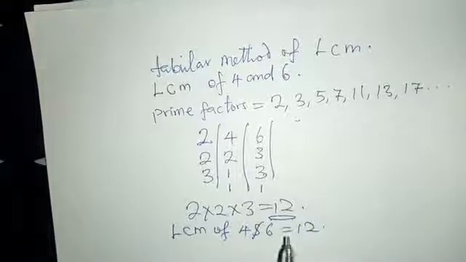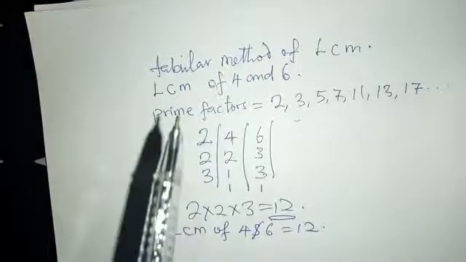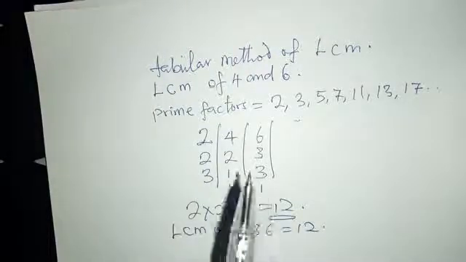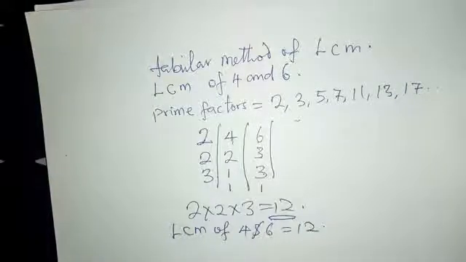That means 12 is the smallest number, the smallest number or factor which 4 and 6 can divide comfortably without any remainder.